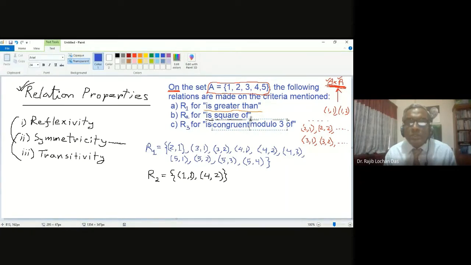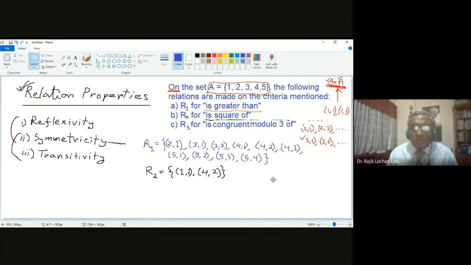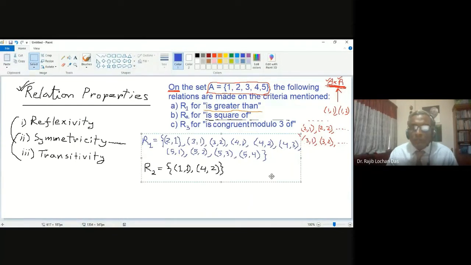So what is congruent modulo 3? Congruent means same, similar. So what is the meaning of this? Actually here the meaning is the numbers which will give you the same result for modulo 3.